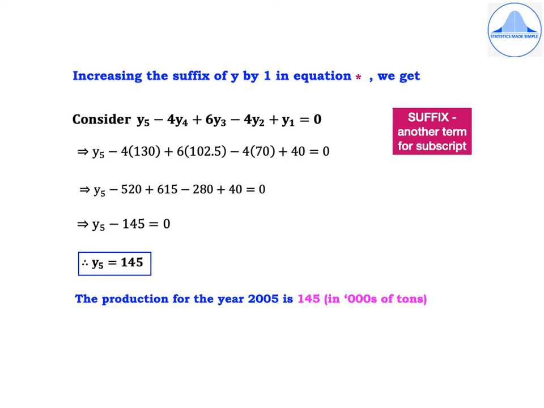which implies y5 minus 4 into 130 plus 6 into 102.5 minus 4 into 70 plus 40 is equal to 0, which implies y5 minus 520 plus 615 minus 280 plus 40 is equal to 0, or y5 minus 145 is equal to 0. Therefore, y5 is equal to 145. In words, the production for the year 2005 is 145 in thousands of tons.